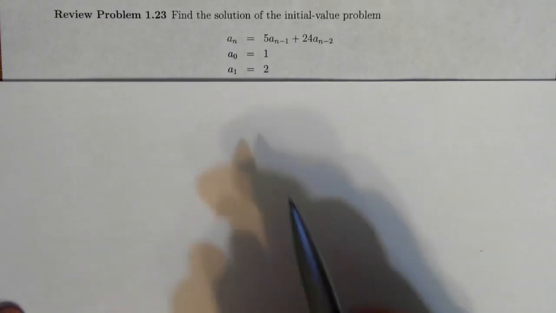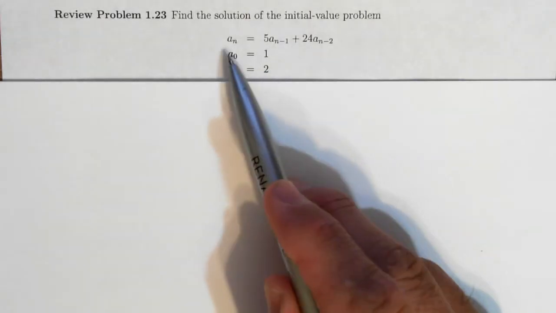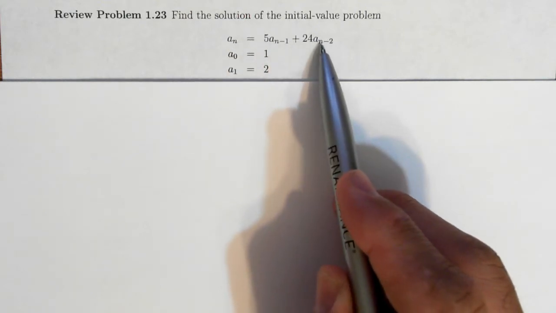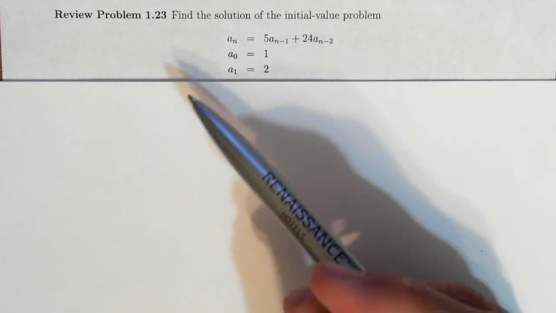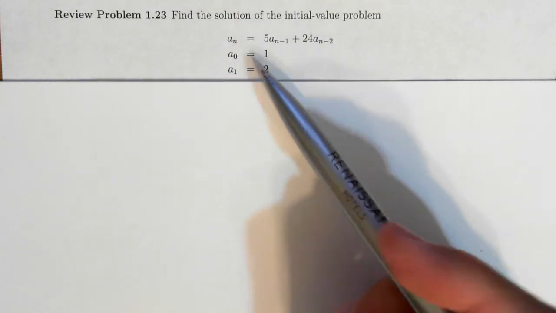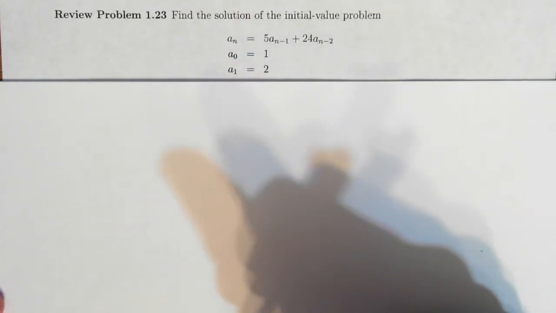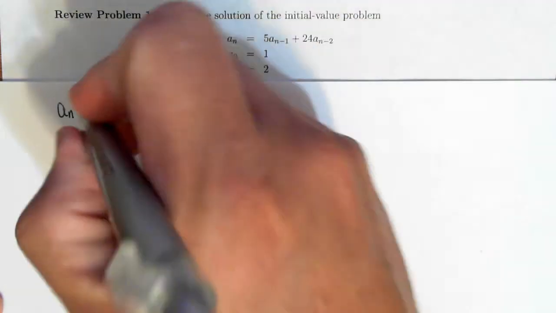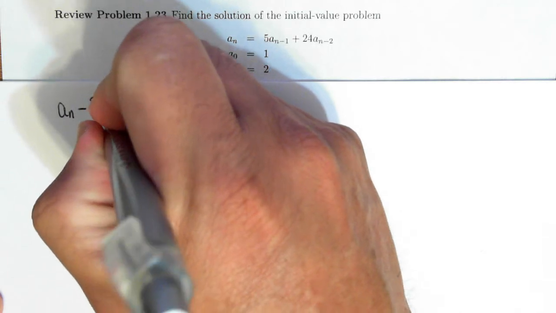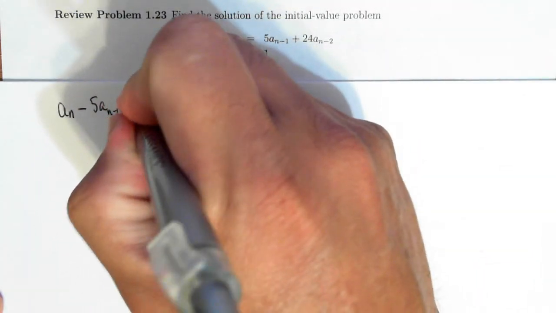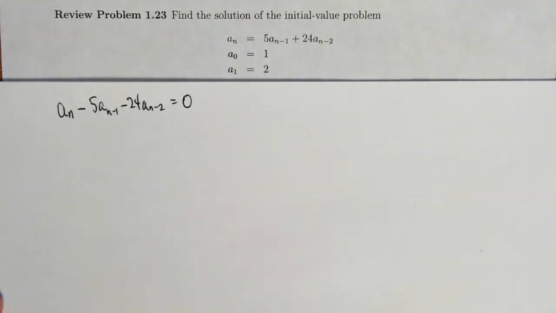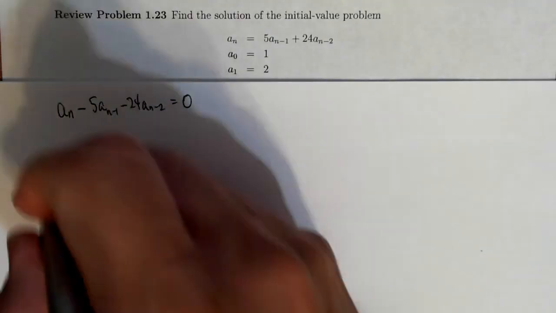Okay, let's take a look at solving this initial value problem that a sub n is equal to 5 times the previous term plus 24 times the term that's 2 back in the sequence, and the 0th term is equal to 1 and the a sub 1 term is equal to 2. To do this, I recommend getting everything that has the terms in it on one side, and then from this we can write the characteristic equation.